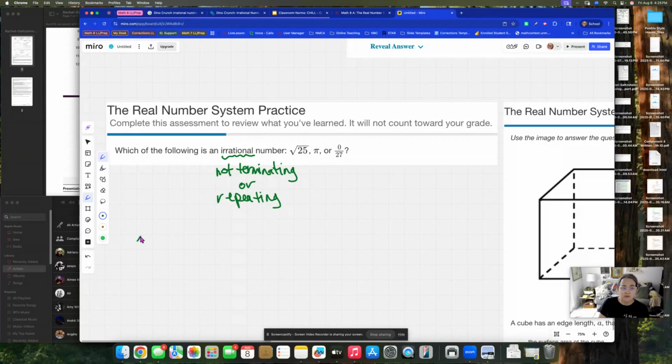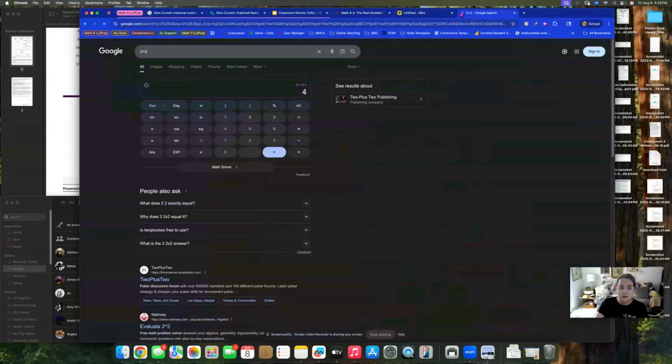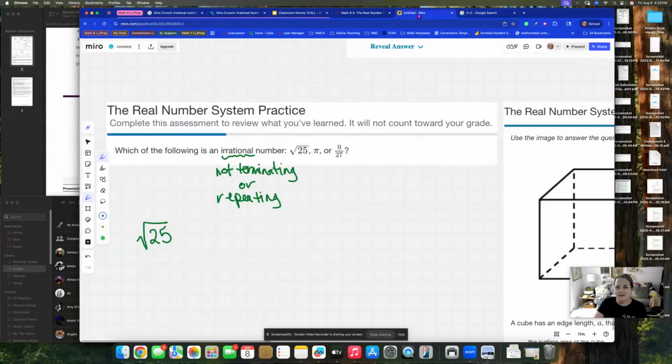Okay, square root of 25. If you don't know what that is, grab your calculator. If you don't have a calculator, just type 2 plus 2, enter in a Google search. Okay, square root button is there, 25. Hey, it's 5. What a nice number. Square root of 25 is 5.